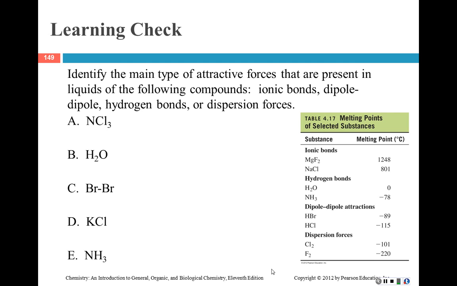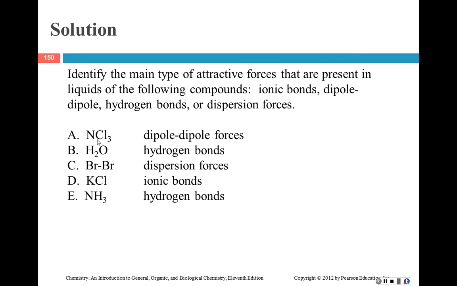Okay, so when we come back to this, NCl3 was dipole-dipole, water, hydrogen bonds. It can't have hydrogen bonds if it doesn't have what? A hydrogen. So these two have hydrogens, so they can hydrogen bond. The bromine is going to have dispersion forces because it's nonpolar. The NCl3, if you look at it as a molecule, is polar, and it has a dipole moment. So it is dipole-dipole forces.